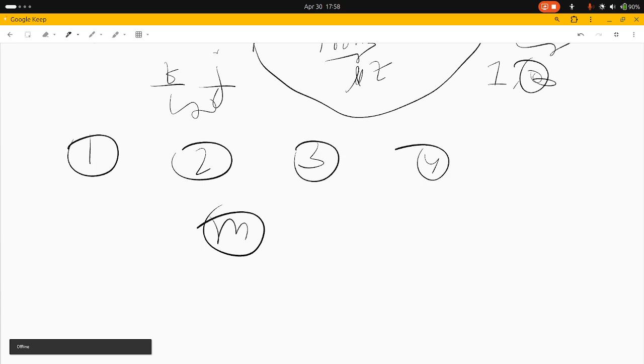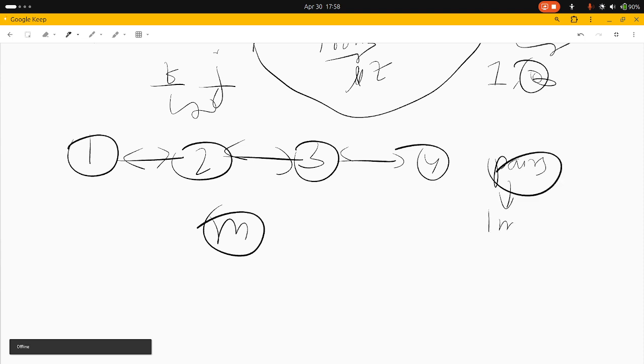M nodes. So let me assume that 1 to 2 or 2 to 1 are edges, 3 to 4 are edges. So we are given edges. So we are given pairs, which are limitations. Let me assume that the limitations are nothing but non-edges. So all the pairs given here are not edges.